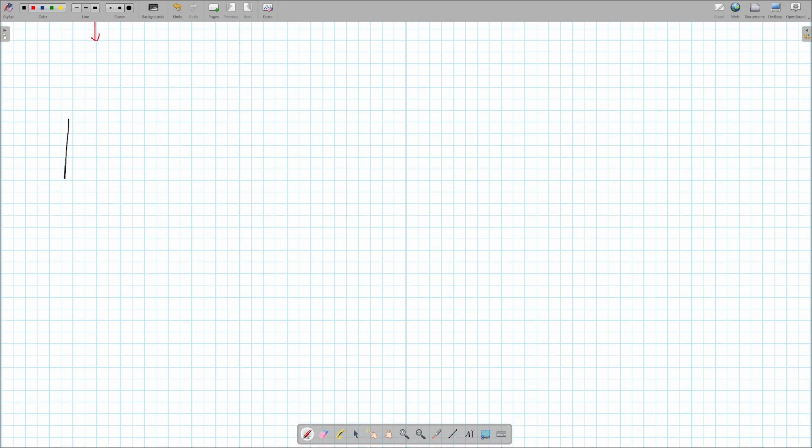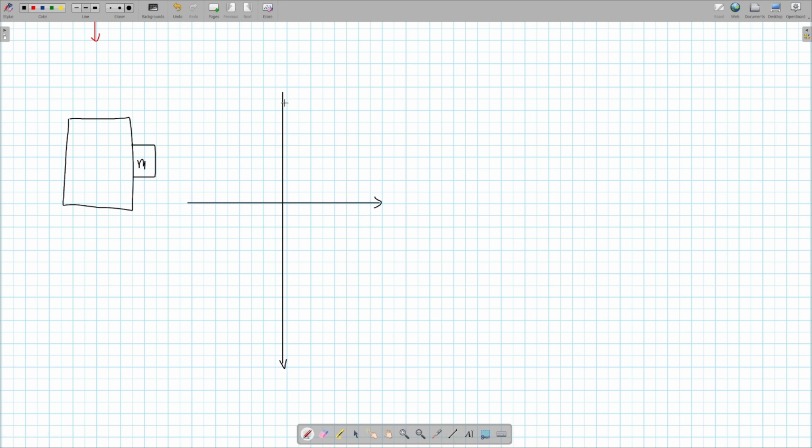Case 3, if it's attached to a surface that isn't horizontal. Let's say it's attached to a surface like this. This is our block M. If it's attached here, again, same thing. You're going to label your axes, with arrows, X, Y.